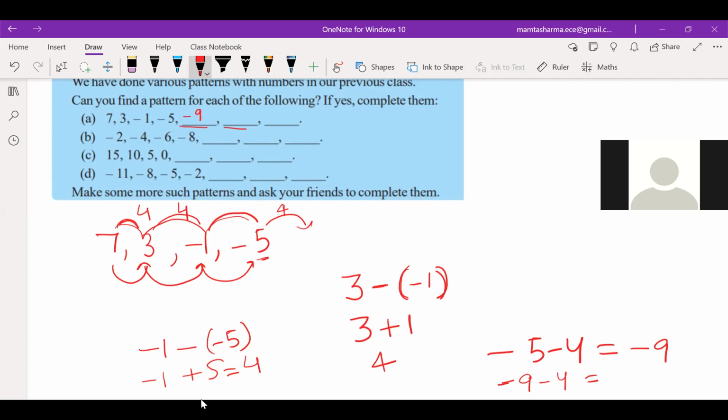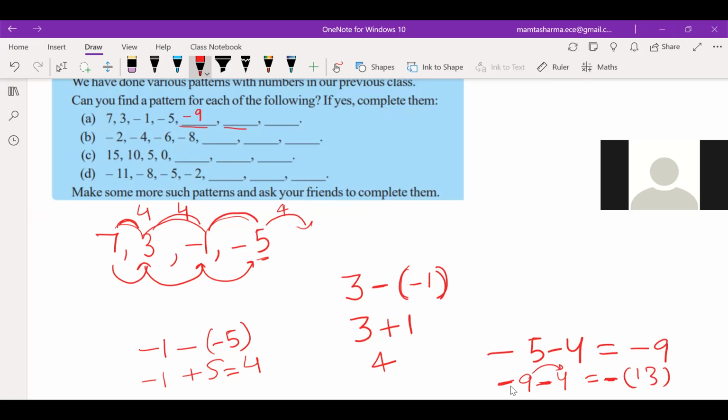Do you know minus minus is plus? Do you know, Aditi? Yes, ma'am. Minus minus means we have to add, and the sign of the larger number will come in the result. So larger number is minus. So minus sign will come in the result, and if minus minus is there, it means we have to add. So 9 plus 4 will be 13.